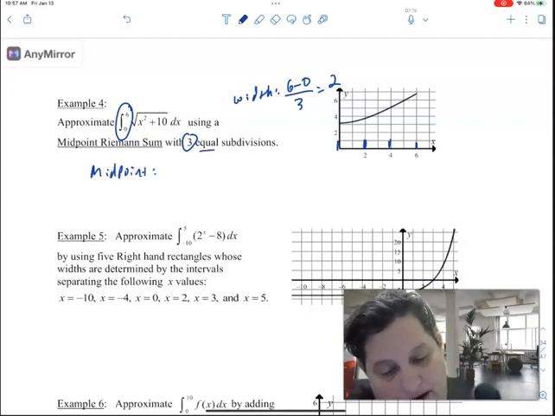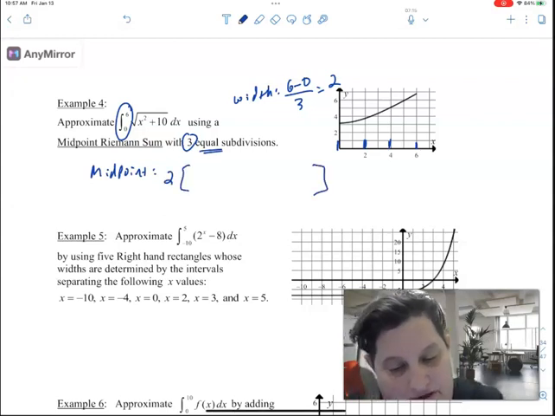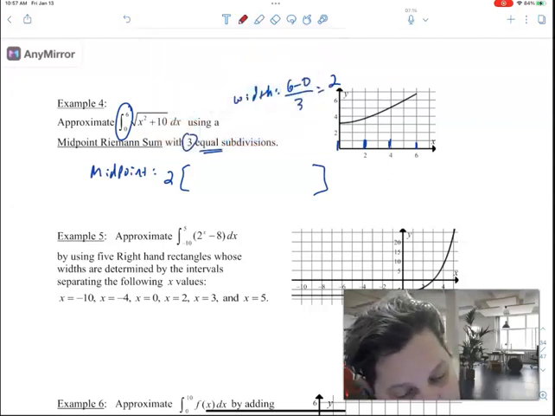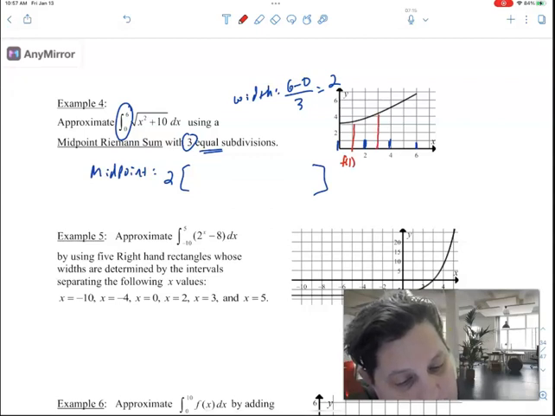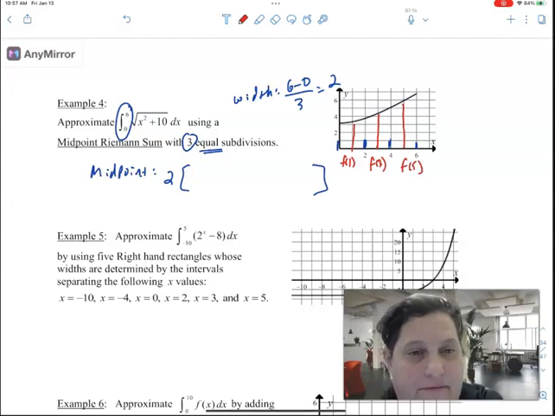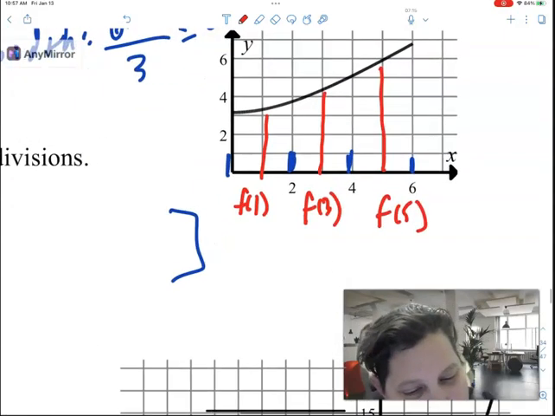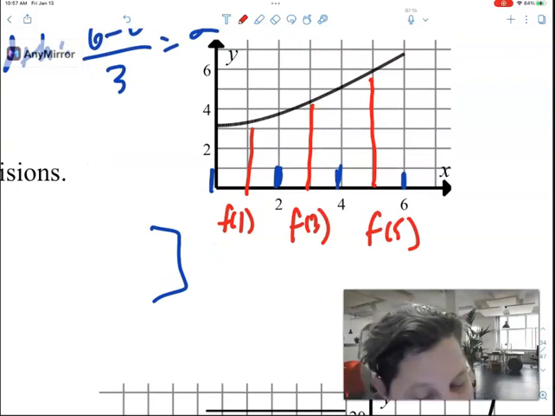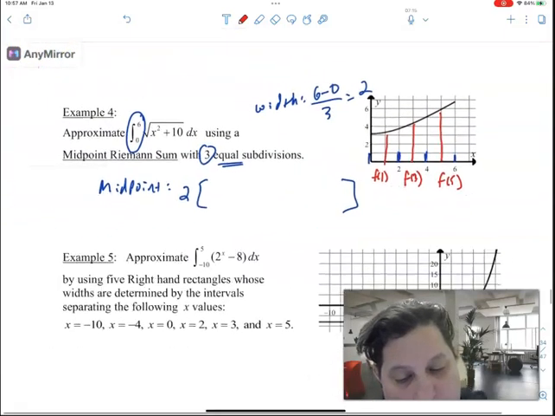Midpoint. All right, because they're equal subdivisions, I can just say that the base is 2, and I need to have some heights here. Well, the heights of my rectangles are going to be at the height of 1, because that's the midpoint, the height of 3, and the height of 5. Okay, now, I would be approximating that if I was trying to do it. What is the actual height at 1, 3, and 5?